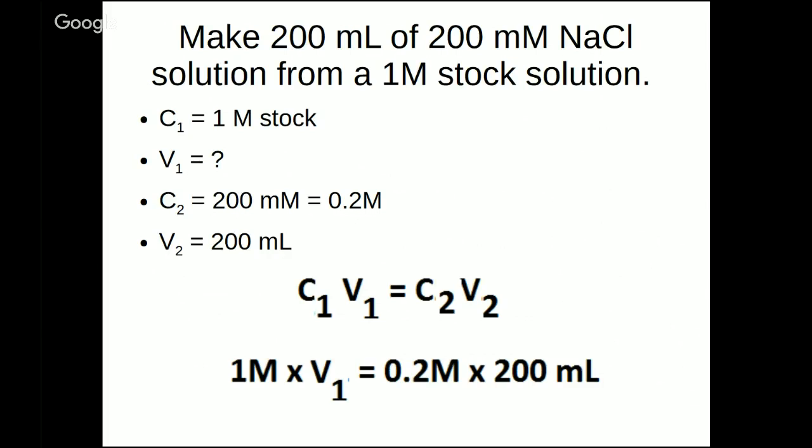My C2 is 200 millimolar. Now again, since that's in millimolar and my C1 is in molar, I need to convert one to the other. In this case, I've chosen to convert this number into molar, and that converts into 0.2 molar. My V2 is going to be 200 mLs, and it's just fine that it's in mLs. Okay, so now that I know what my numbers are, I want to fill them into this equation, which I've done down here. 1 molar times V1 equals 0.2 molar times 200 mLs.